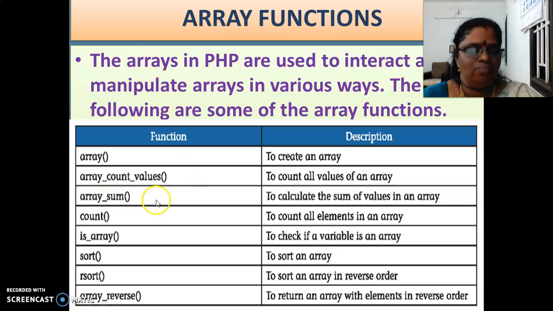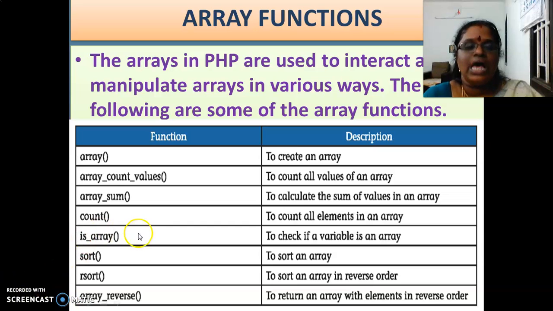The next one is array sum. This is used to calculate the sum of the values in an array. Listen carefully. Array count values and array sum are used when the elements are numbers, numerals. If it is numerals only, we can sum the values, right? If it is not numerals, we cannot sum the values. The next one is count. Count is used to count all the elements in an array. How many elements are there in an array? We can find it using the function called count.